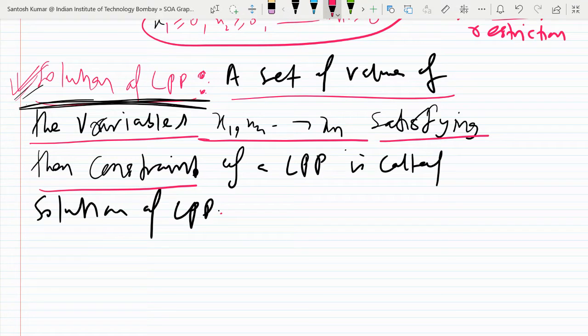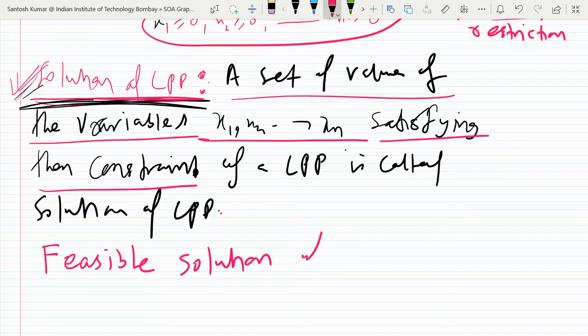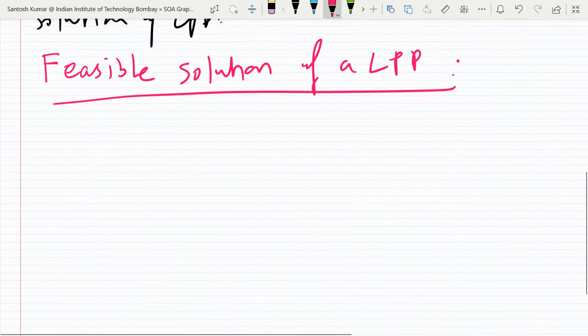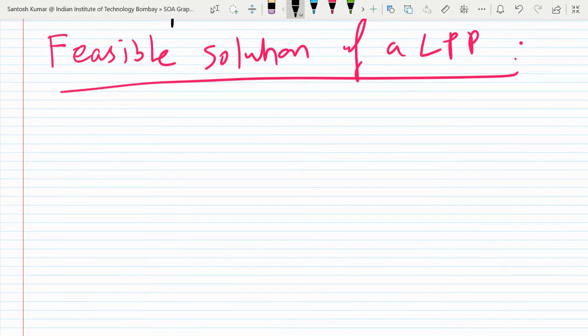Okay, so the next word is feasible solution. This is a solution of an LPP, a linear programming problem. So what is the meaning of feasible solution? If I define it, this is also a type of solution, just with more restrictions over the solution.